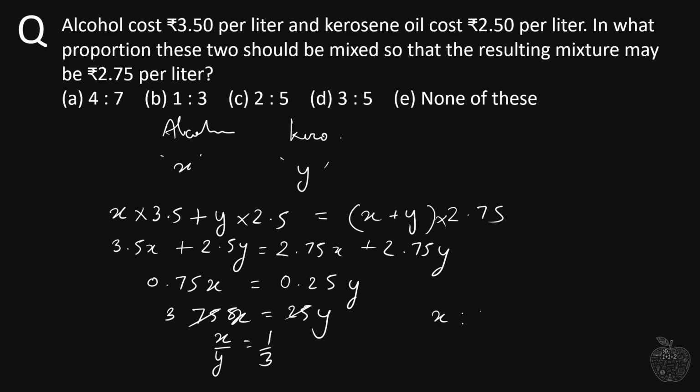So the ratio that we get here is 1:3, and that is what we are asked, right? In what proportion these two should be mixed. So these two should be mixed in the ratio 1:3, and this is our required answer. So your option B is the correct one. Now this is one way of solving this question. Let's look at the alligation trick now.